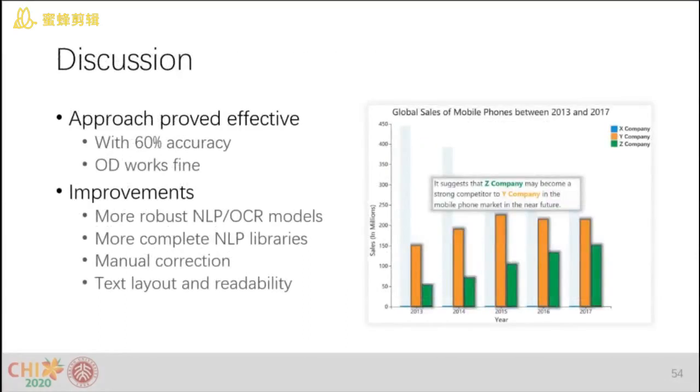So, to sum up, our system is proved effective with about 60% accuracy. It can be further improved by more robust OCR and language models, as well as more complete NLP knowledge bases. Allowing manual correction also helps. We also need better annotation layouts and more prominent texts.